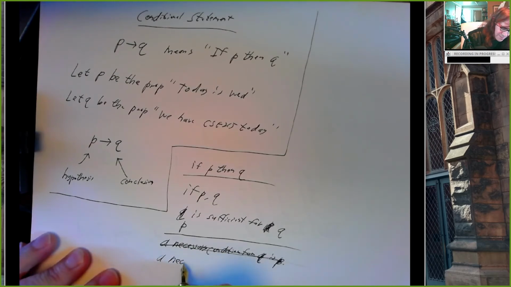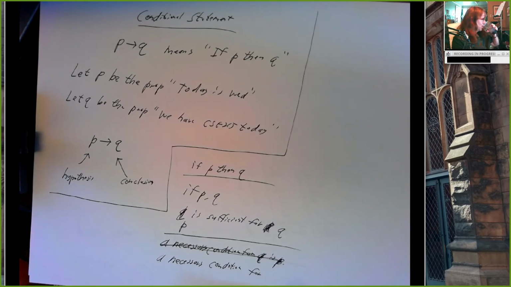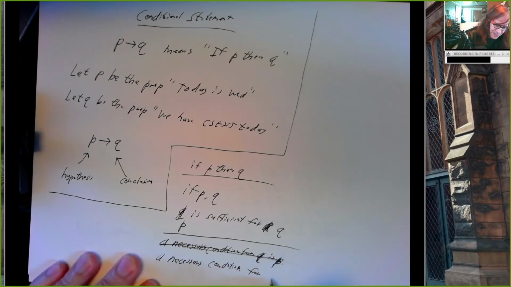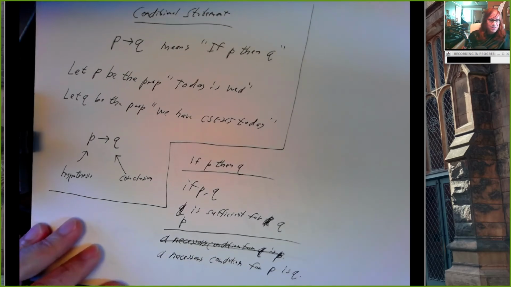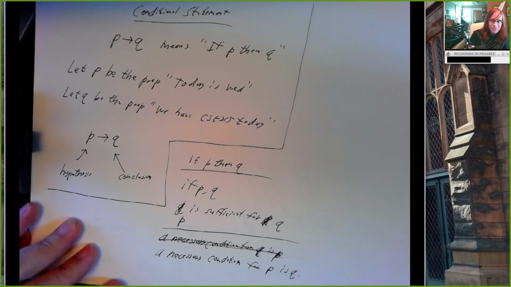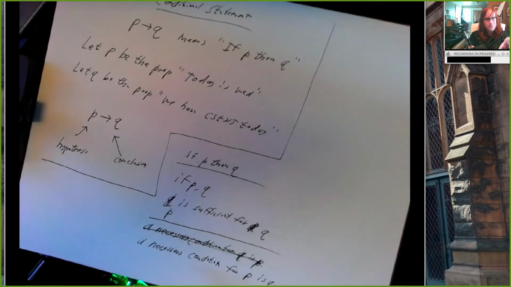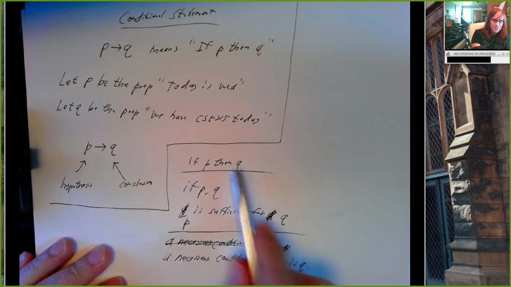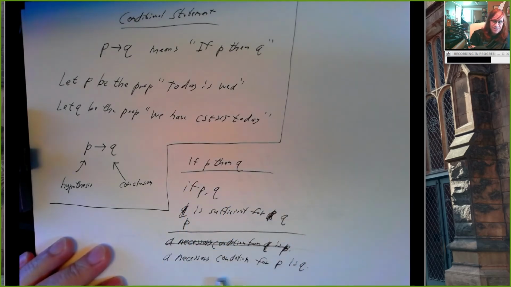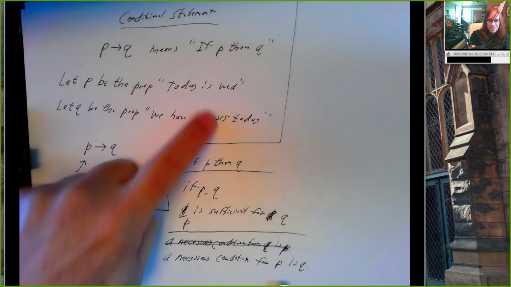A necessary condition for P is Q. In other words, in order for today to be Wednesday, we must have class today. And logically, that's a true statement. Logically, that's equivalent to if P, then Q. A necessary condition for today to be Wednesday is we have class.